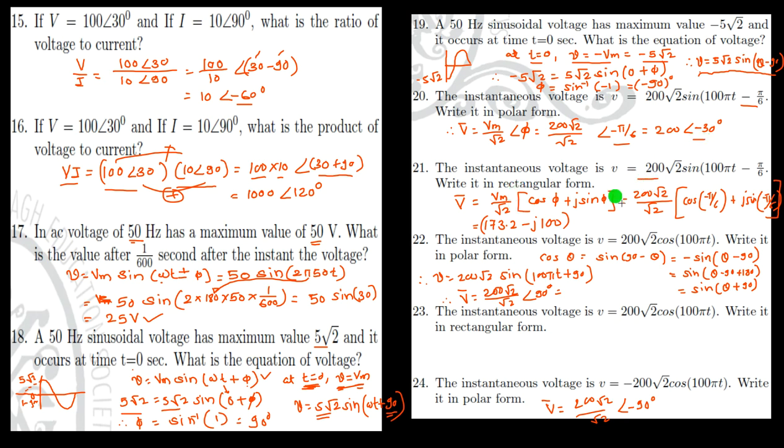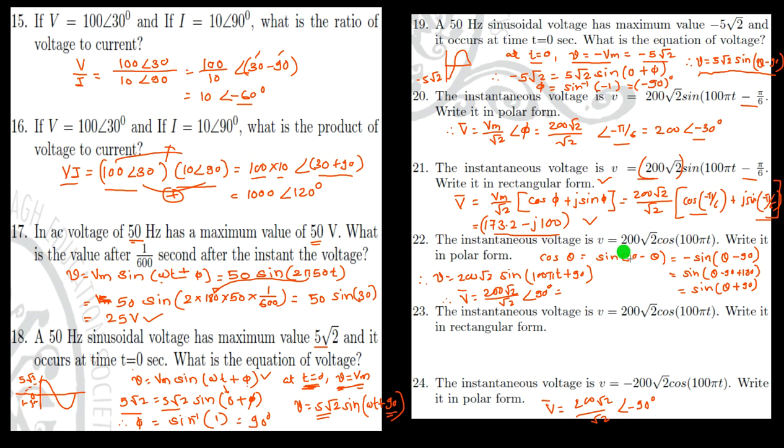This is the instantaneous voltage given. It is to be represented in rectangular form. So this must be converted into the RMS. So RMS is maximum divided by root 2. So 200 into root 2 divided by root 2 into cos of phi, where phi is minus pi by 6. Cos of minus pi by 6 plus j sine of minus pi by 6. So this value will calculate to 173.2 minus j 100 volts.